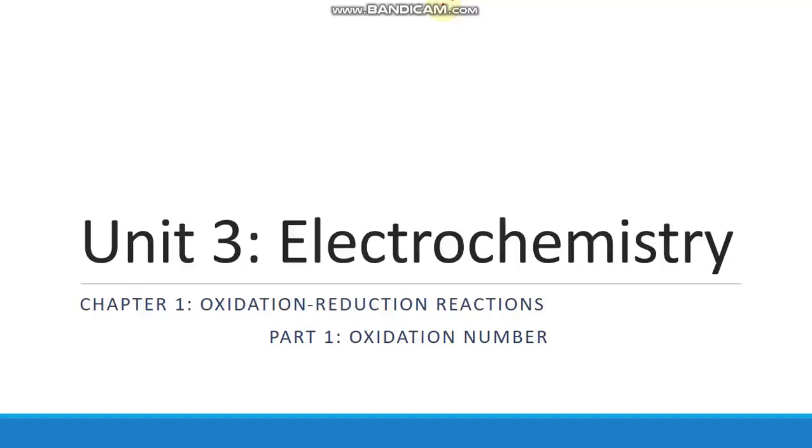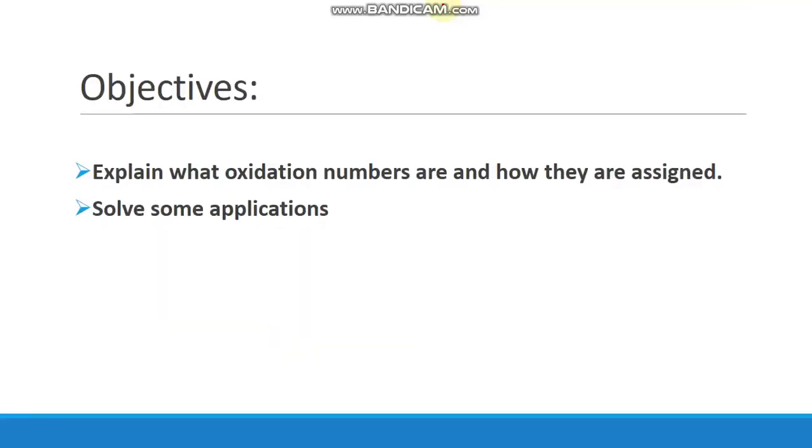So let's start now with chapter 1. Chapter 1 is called Oxidation and Reduction Reactions, and today we're going to discuss the first part, oxidation number. The objectives of our session are to explain what oxidation numbers are and how they are assigned, and then we're going to solve some applications. Let's start.